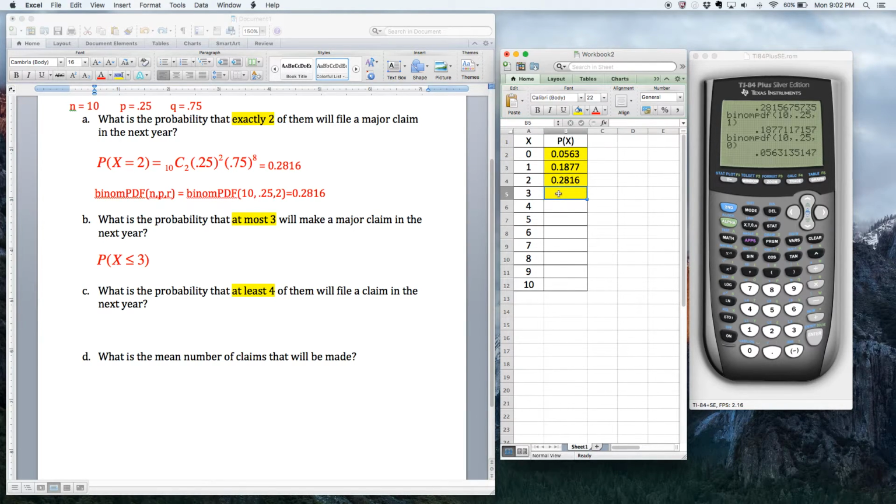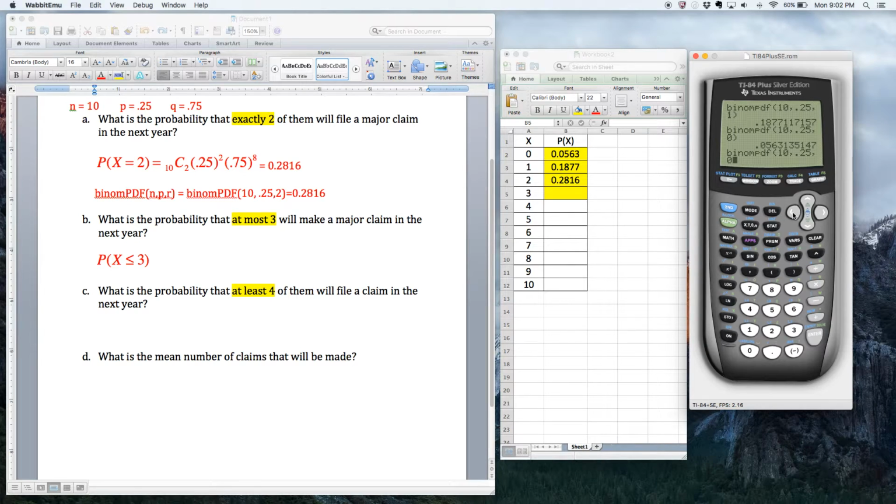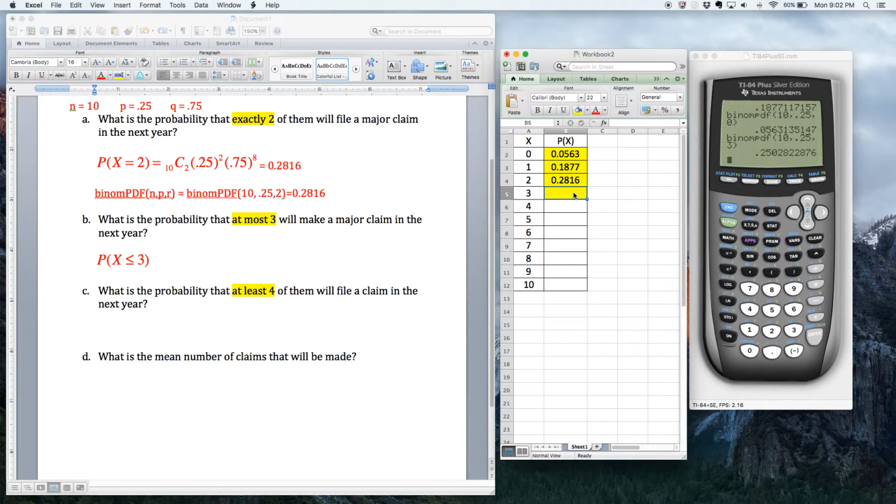So I don't have 3's probability yet because I didn't come over here and work it, but I could do that. So let's do that. Second enter brings up the last thing I typed. Notice the value of n is still 10, the value of p is still 0.25, and the value of q is still 0.75. Those don't change. What's changing is the r value, the number of wins I want, or in this case, the number of people putting in a claim. So let me change that to a 3, hit enter. All right, so this is 0.2503 approximately.